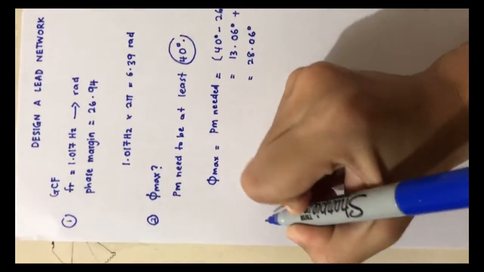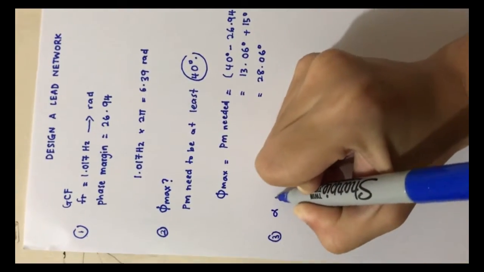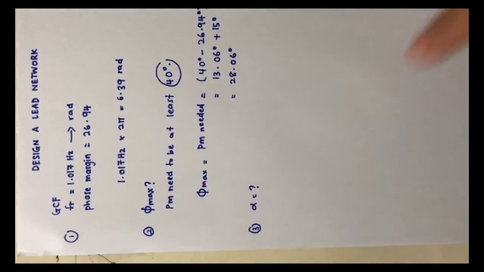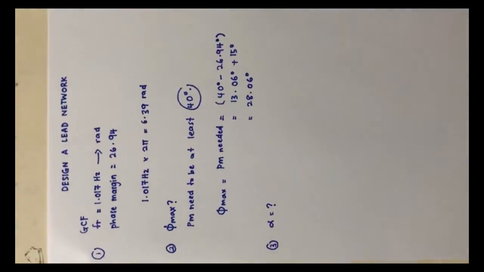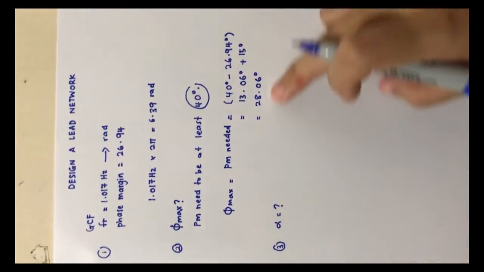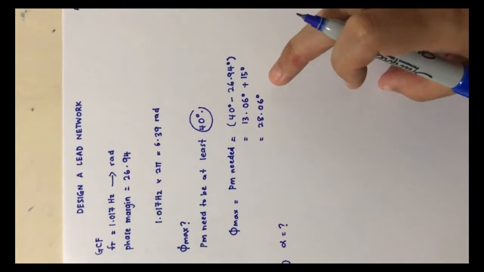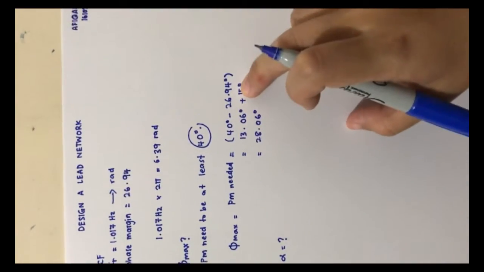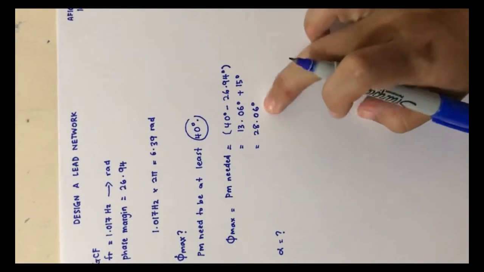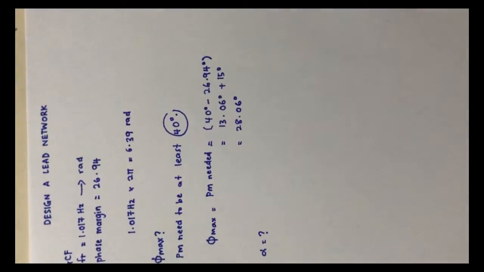So now the third step is solve for alpha. So we need to know the value of alpha. By doing this, we first need to know that our Vmax is 28.06 degrees, since after adding the safety margin, this is the amount of Vmax for the lead network that we need to add on.